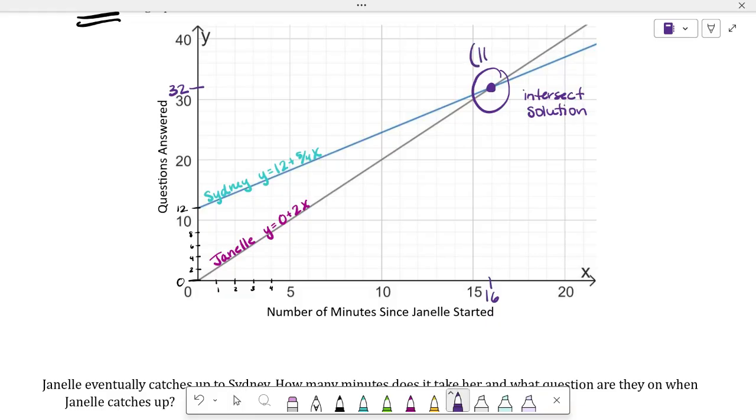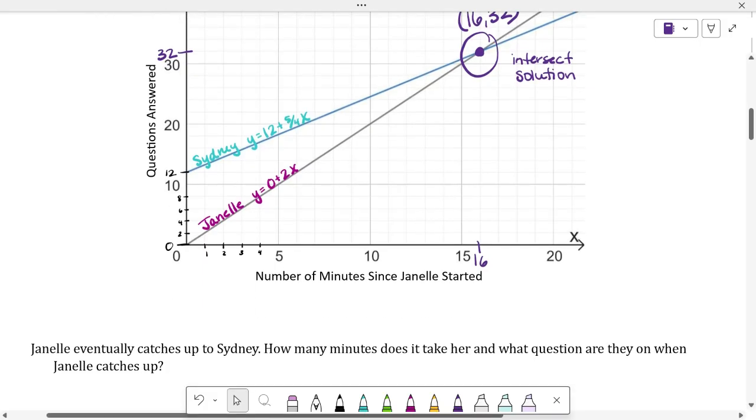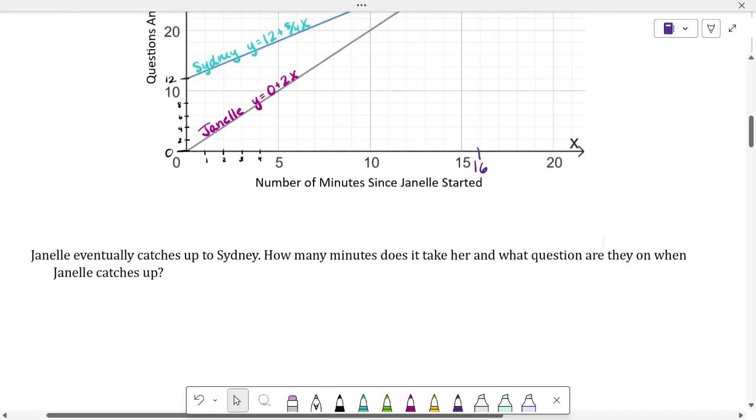(16, 32). And it's going to help us answer the next question. It says Janelle eventually catches up to Sydney. How many minutes does it take her, and what question are they on when she catches up? Where she catches up is where they intersect at (16, 32).